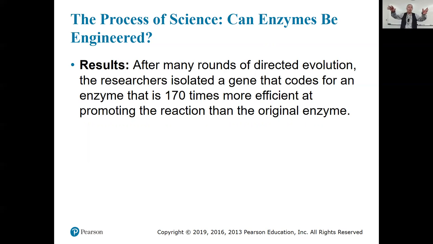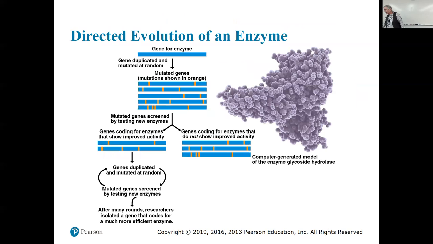Now, this happens in nature, too. Some random mutation makes an enzyme work a little better, and that gives that organism a little more advantage to live longer and make more babies to pass on that change. That's a beneficial mutation. The gene for the enzyme is duplicated and mutated at random, and the mutated genes are tested on the enzyme. Most genes code for enzymes that do not show improved activity. Genes are duplicated and mutated at random and tested again, and after many rounds, researchers isolated a gene that codes for a much more efficient enzyme.